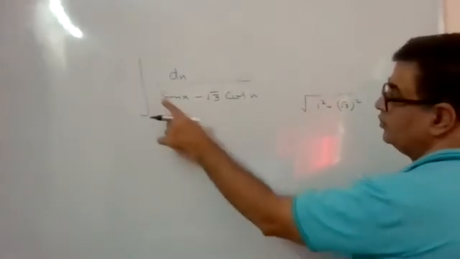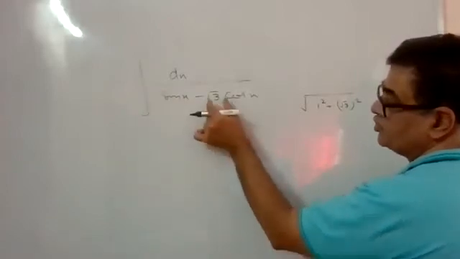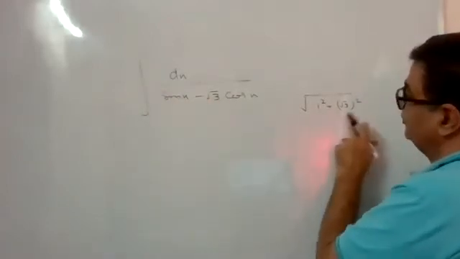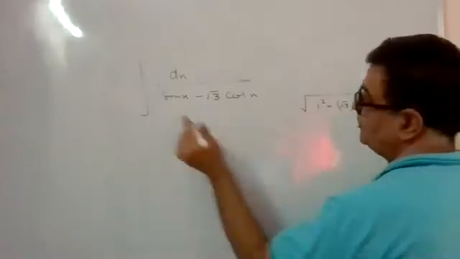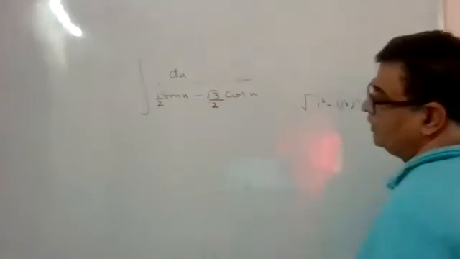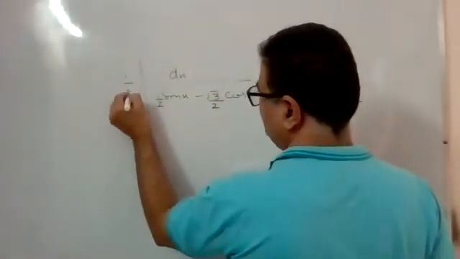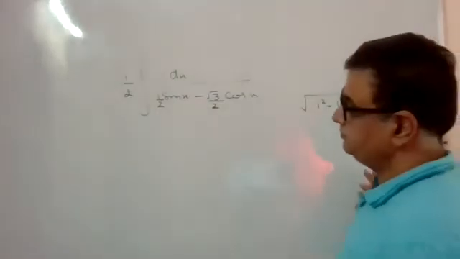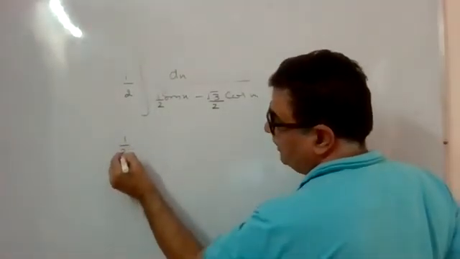This minus will not be considered. In a sin x plus b cos x, only a and b will be taken. So it will come out to be root 4. Root 4 means 2. So 1 by 2, 1 by 2, and this is also 1 by 2. Then I'll write 1 by 2 here.